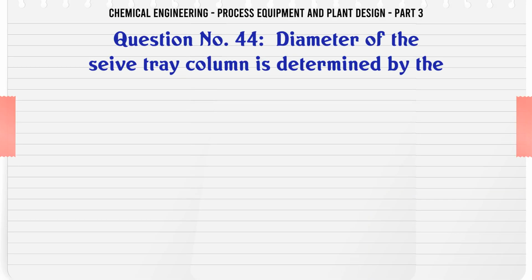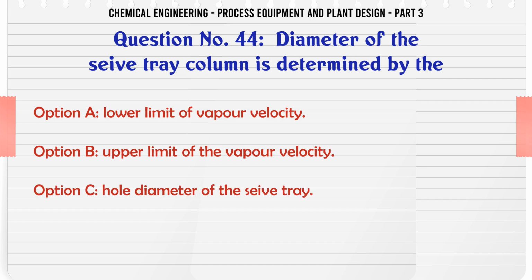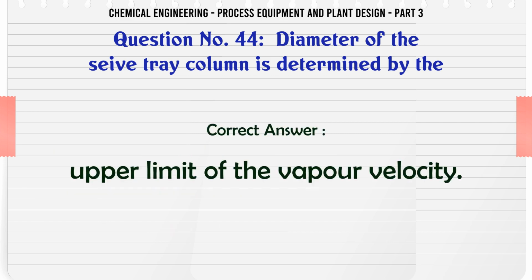Diameter of the sieve tray column is determined by the A. lower limit of vapor velocity. B. upper limit of the vapor velocity. C. hole diameter of the sieve tray. D. height of the plate spacing. The correct answer is upper limit of the vapor velocity.